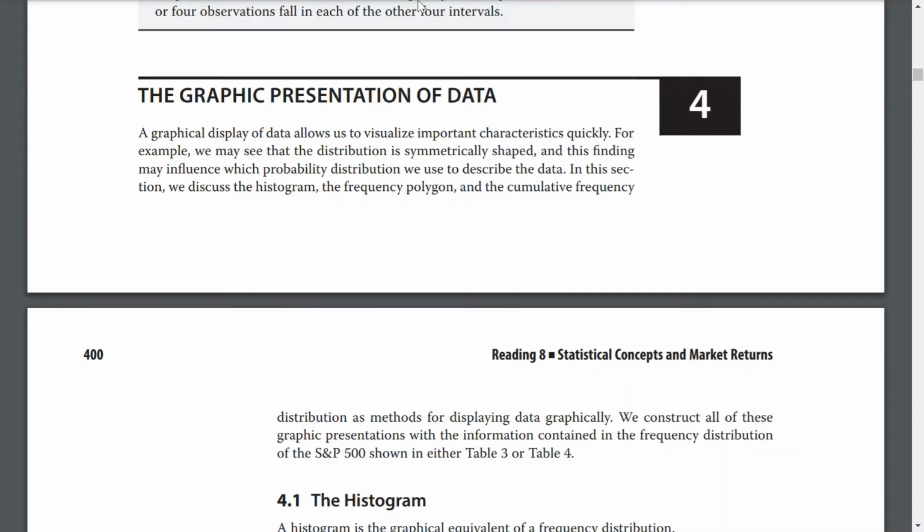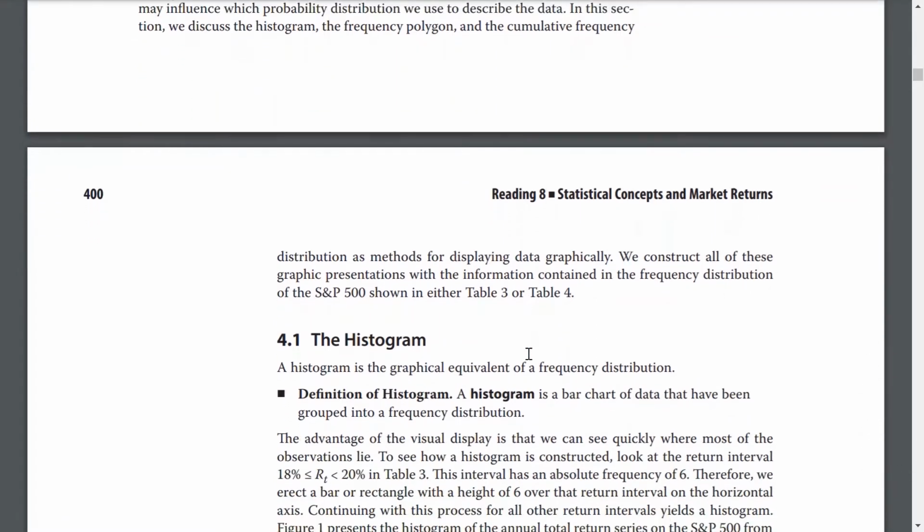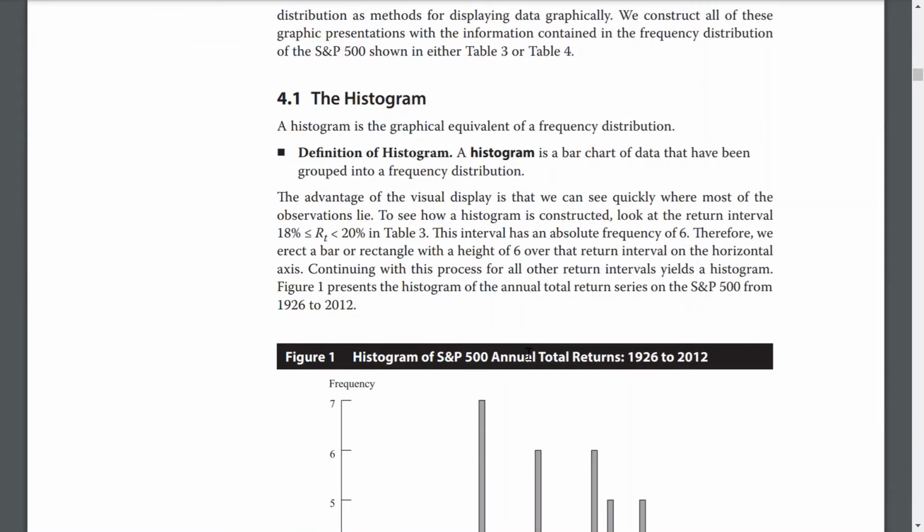In this section, we discuss the histogram, the frequency polygon, and the cumulative frequency distribution as methods for displaying data graphically. We construct all of these graphic presentations with the information contained in the frequency distribution of the S&P 500 shown in either Table 3 or Table 4. The histogram is a graphical equivalent of a frequency distribution. A histogram is a bar chart of data that have been grouped into a frequency distribution.